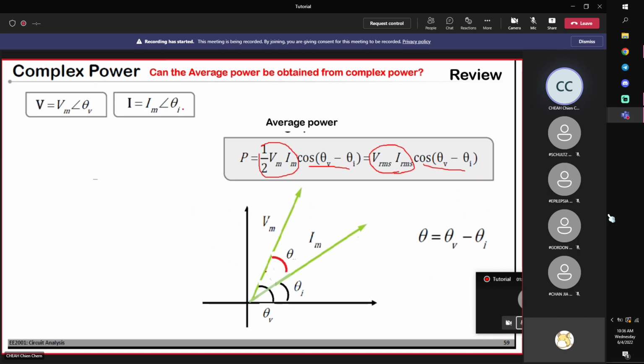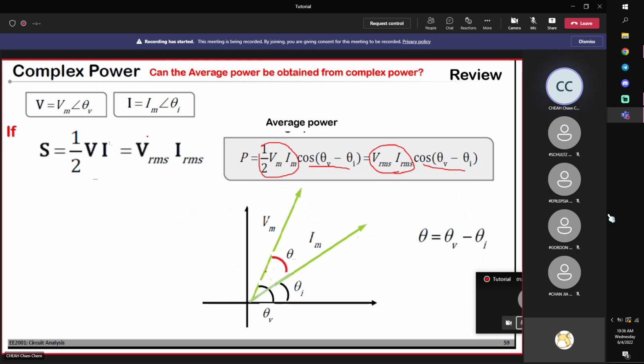So the next question is, can we calculate the average power based on something we call complex power, since the signals are complex numbers? Rather than calculating your peak values first and taking the phase difference between them, can we make use of the phasors to directly calculate the average power?